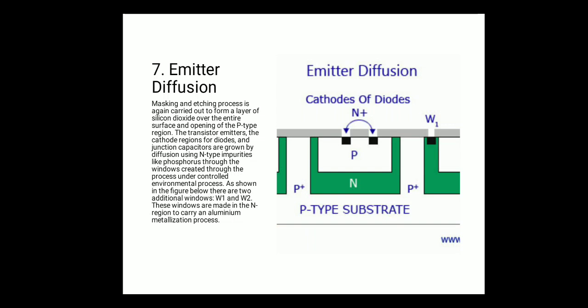So the next one is the emitter diffusion. Again a new layer of SiO2 is grown over the entire wafer and selectively etched to form a new set of windows, and n-type impurities such as the n plus regions. N plus is diffused into this region simultaneously to form the emitter region. So this N plus layer thus makes a good ohmic contact with the aluminum layer.